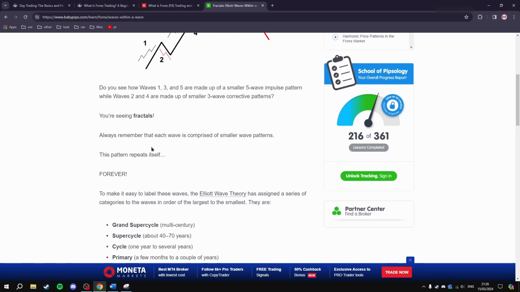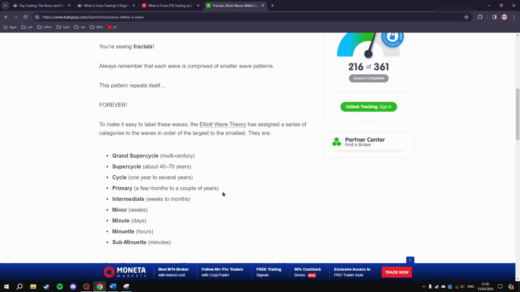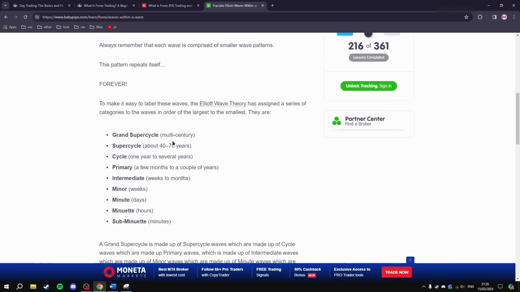To make it easier to label these waves, the Elliott wave theory has assigned a series of categories to the waves in order of the largest to the smallest. They are grand supercycle, multi-century; supercycle, about 40 to 70 years; cycle, 1 year to several years. Well, that's a big jump, isn't it? Wait, multi-century. So century is 100 years. Oh, right, okay, never mind.